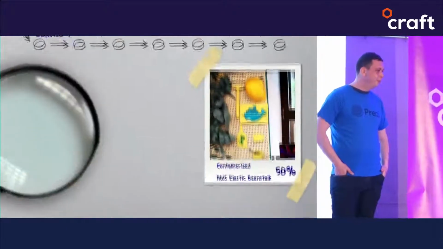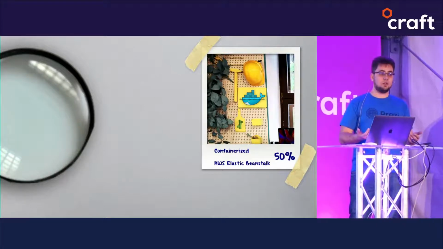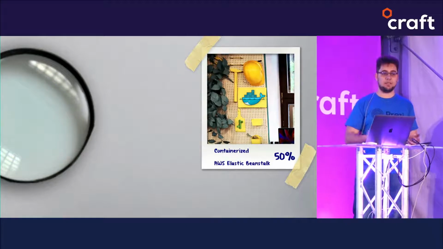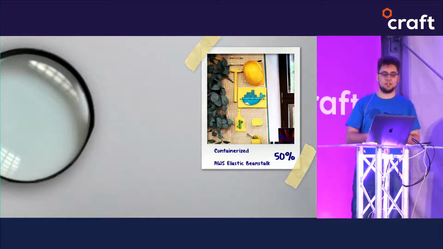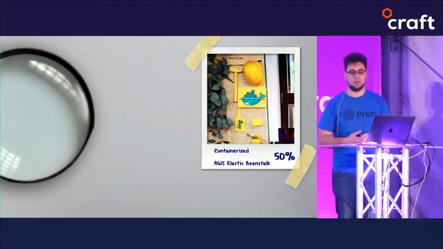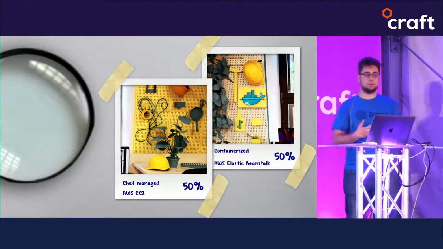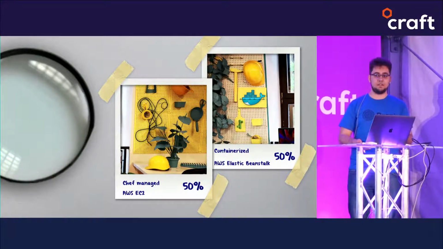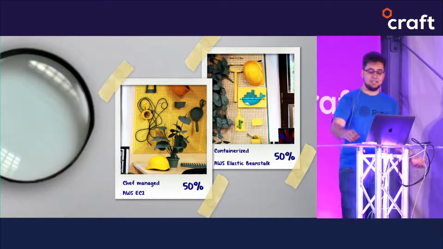So about 1 year ago, this is the state that we ended up in. Half of our services were containerized and running on AWS Elastic Beanstalk, which is a container orchestration tool on AWS. The other half, which we inherited from the bare metal era, were Chef managed, and now instead of bare metals, they were running on EC2 instances.